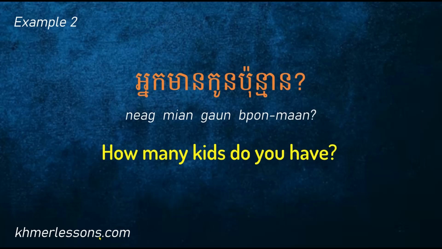Example 2. How many kids do you have? អ្នកមានកូនប៉ុន្មាន. កូន is kid, and kid is people, a person. So in Khmer, កូន first and then ប៉ុន្មាន comes after. អ្នកមានកូនប៉ុន្មាន.